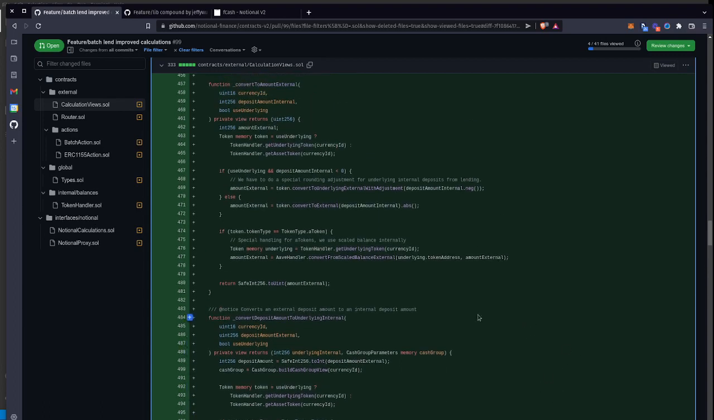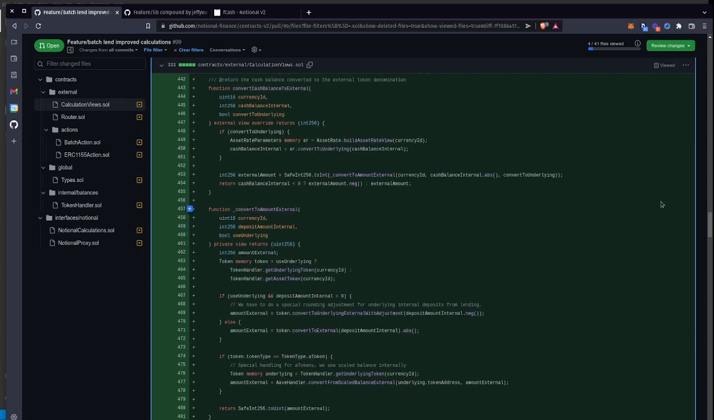These last two things are obviously way more technical, more in depth, and touch more parts of Notional, so we're leaving them out of scope for the Code Arena audit. But they are here, they're public, and you can take a look.